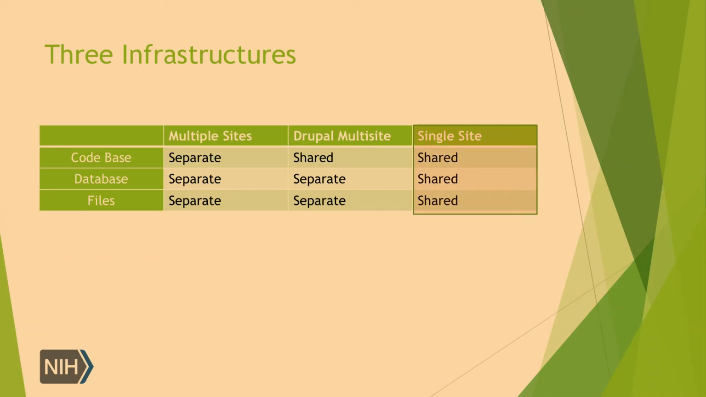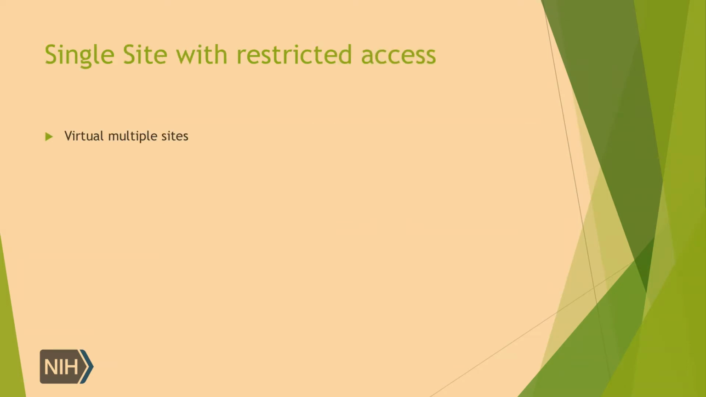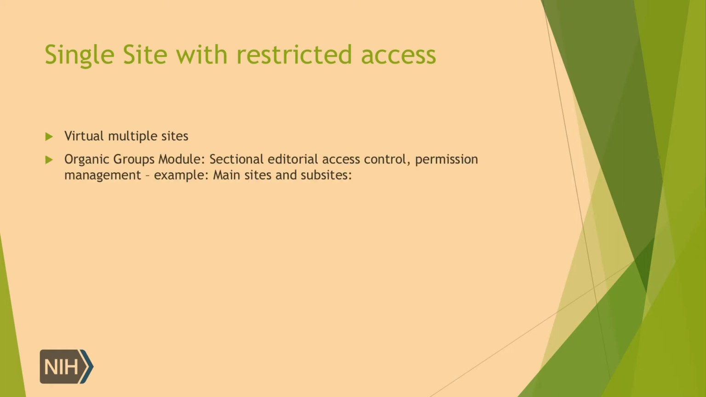So the next infrastructure is called single site with restricted access. With this approach, you have the appearance of multiple sites. For example, you can have different themes and different domains, but you share the database, the files, and the code base. They are actually virtual multiple sites. So we can use modules such as organic groups, domain access, or virtual sites to achieve that.